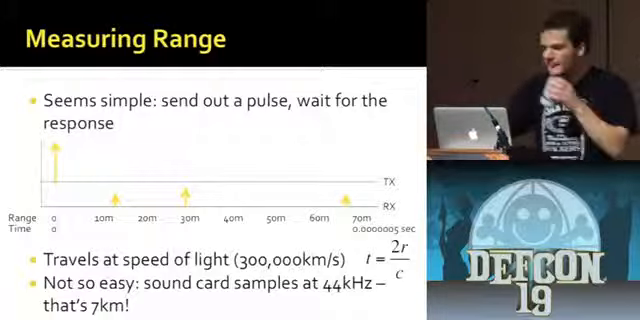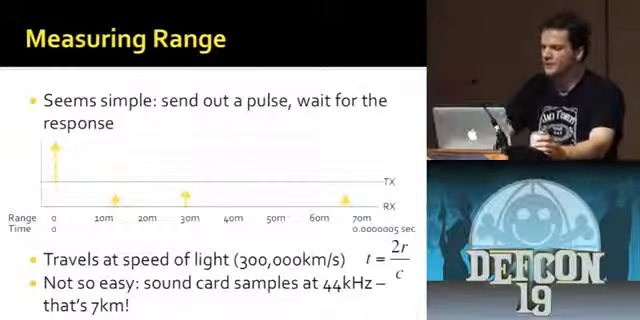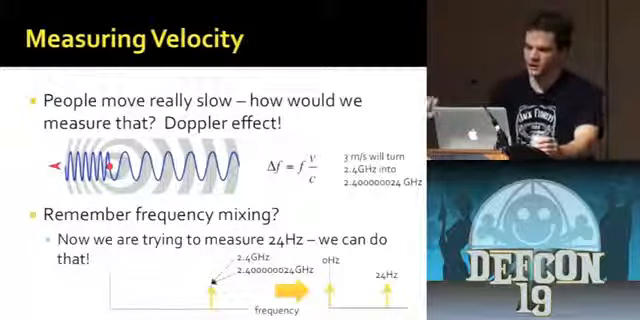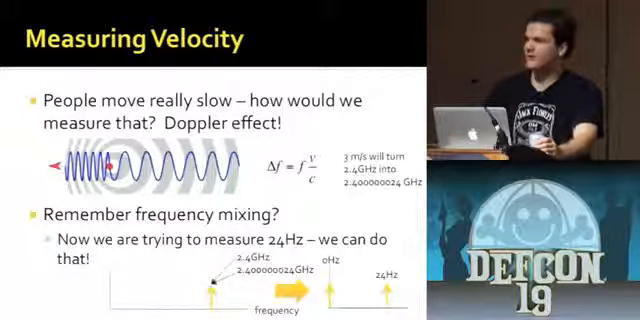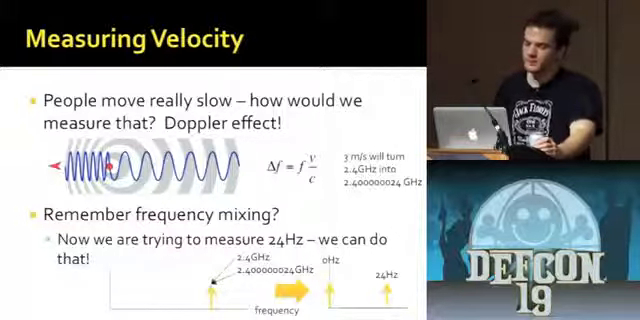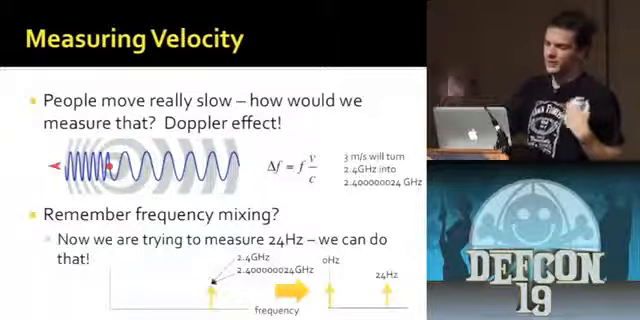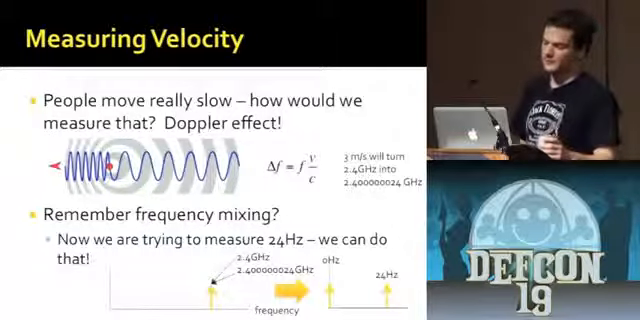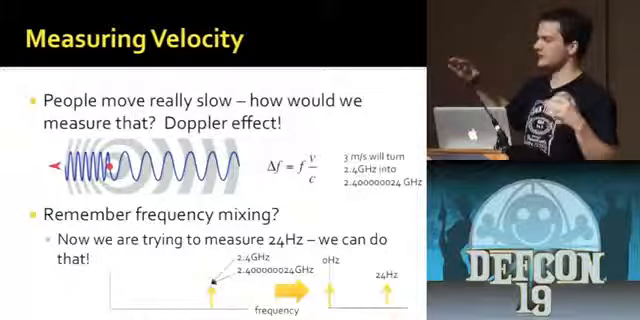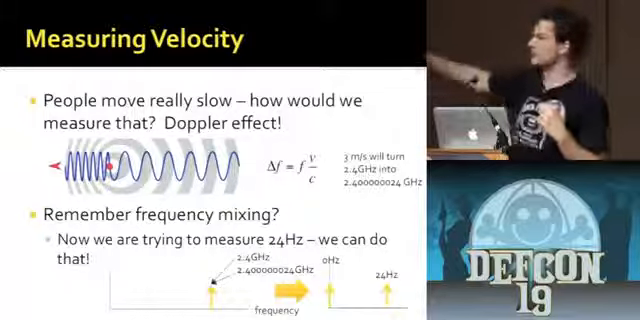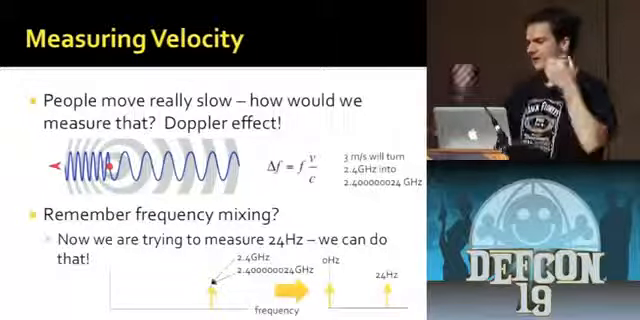So if we're trying to measure velocity now, and I'm going to go back to range in a second. Let's say we want to measure a person walking. Well, they move really slow. So it's going to be kind of hard to see a real change, right? So the way this is done is with the Doppler effect. If we have something moving, like, I guess, the car analogy, we have a car driving by on the road, and you're standing there on the side of the road and you're listening to it.